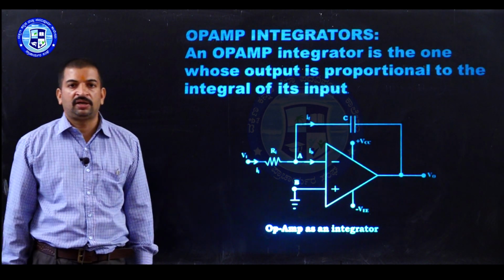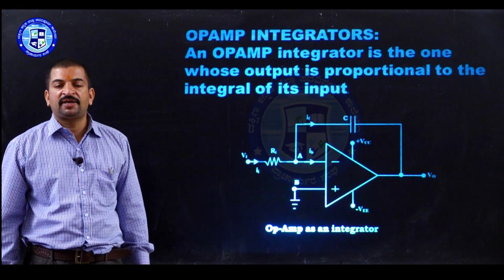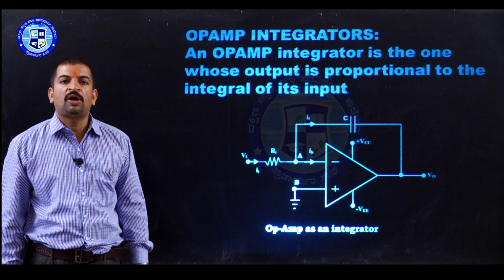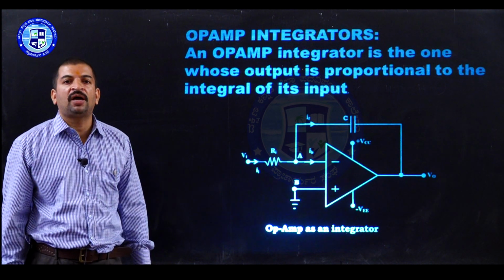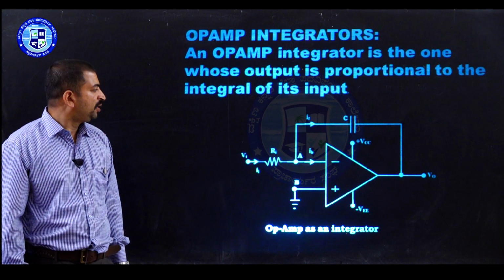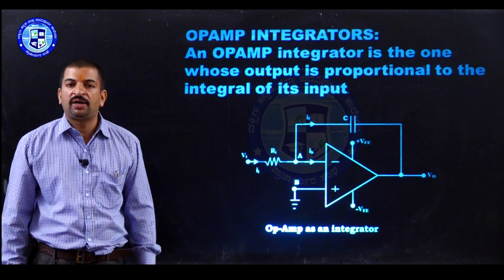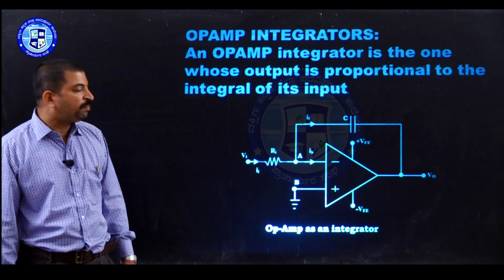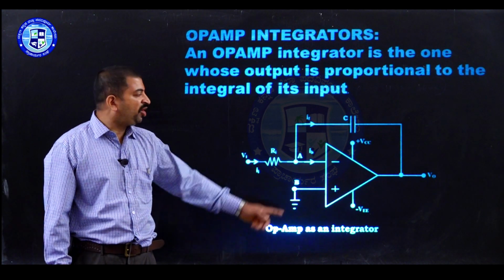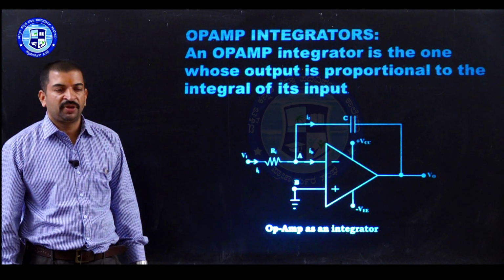The next is the op-amp integrator. The op-amp integrator circuit is the one whose output voltage is proportional to the integral of the input voltage waveform. This circuit can be constructed from the basic inverting amplifier simply by replacing the feedback resistor by a capacitor CF.